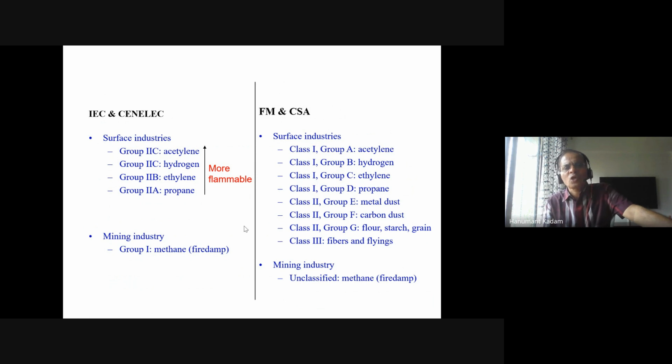So in short, what type of gases are coming in this group? Acetylene, hydrogen, ethylene, and propane. If you are in the process line, they are more inflammable. In mining industries, methane is there. So if you see here, under the FMCS category, groups are there, acetylene. So these are the mentions. I'm not going into detail.